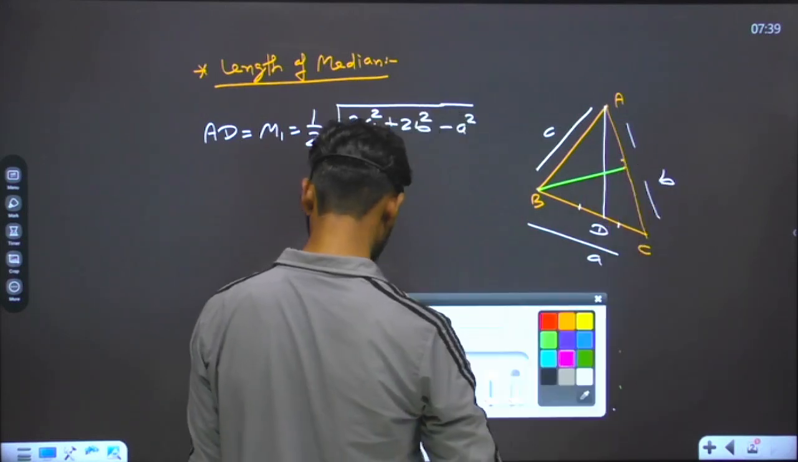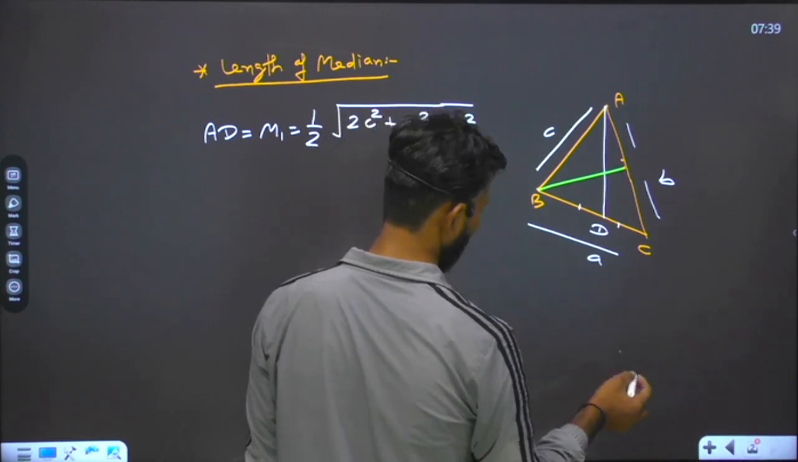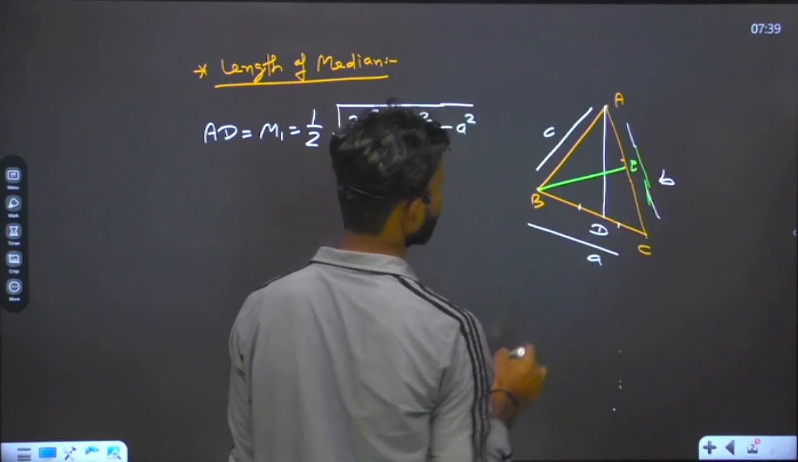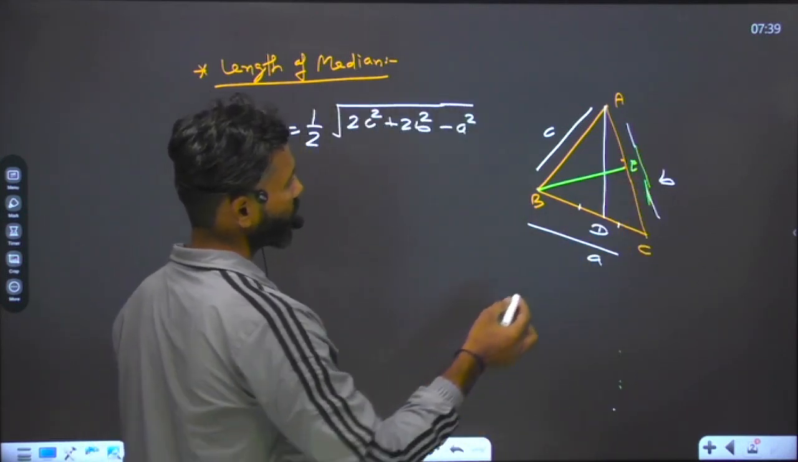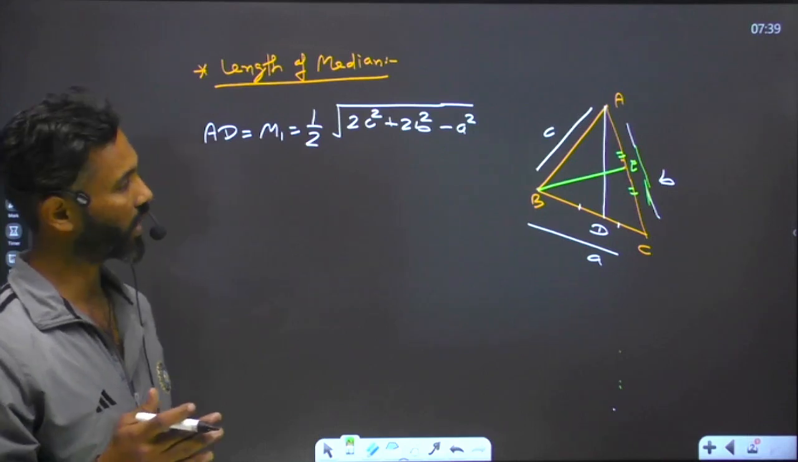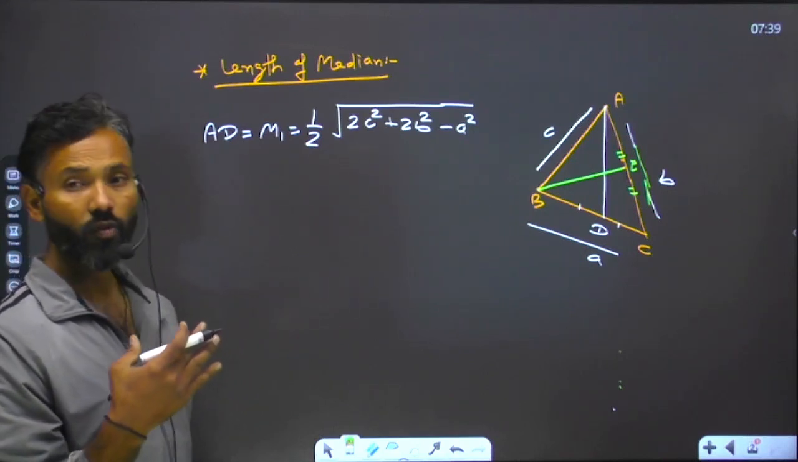Okay, now this is BE. Suppose we have to calculate the length of BE. Firstly, think on which side B is dropped. B is dropped on side AC, and the length of AC is b.